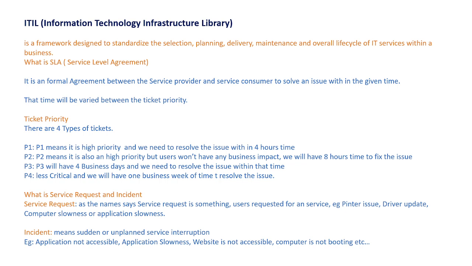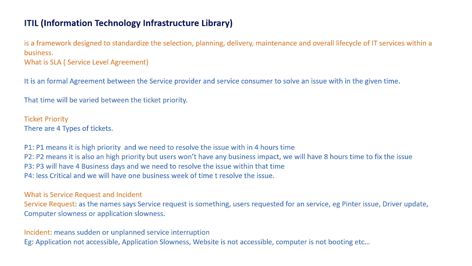Say for example, you are working for an organization called IBM. IBM is supporting the Coca-Cola company. Coca-Cola and IBM will make an agreement: if any issue comes, within how much time will I be able to resolve the issue. Like that, they will make an understanding, that is called an agreement. That time will be different based on the ticket priority, meaning how important that issue is, how badly that issue is impacting the business. Depending upon the business, they will agree on that SLA.